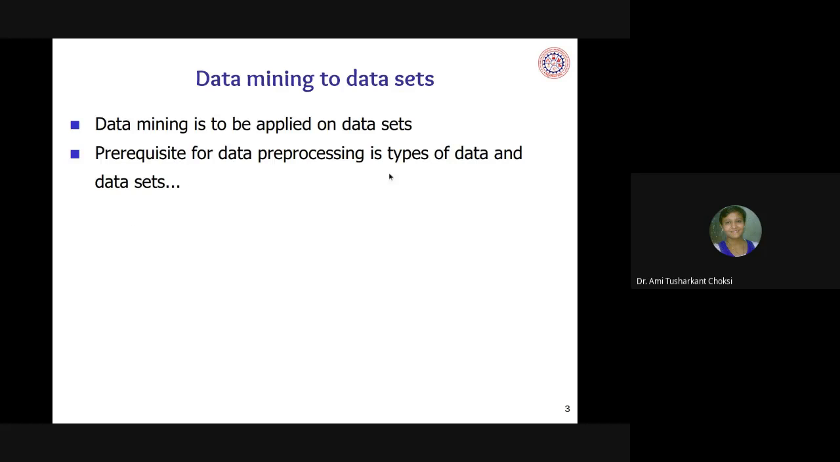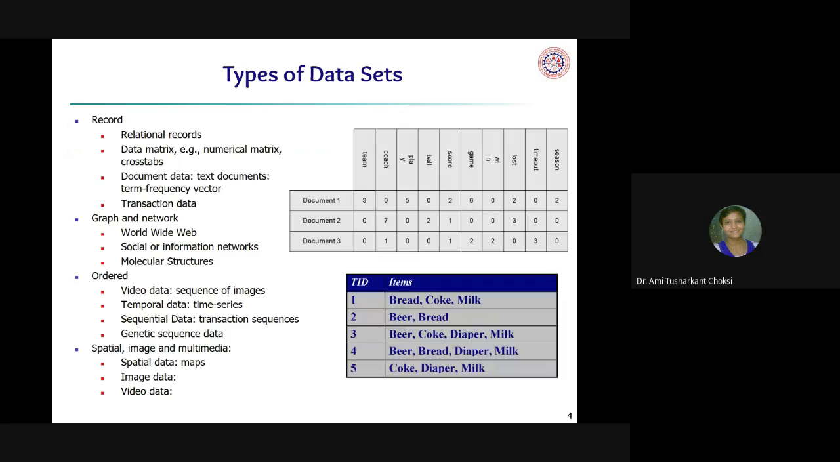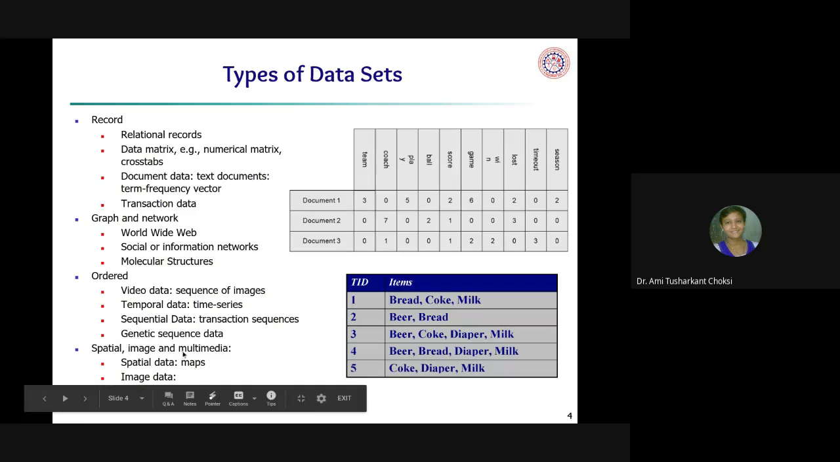The prerequisite for data pre-processing is types of data and data sets. So let us know the types of data sets and data. Okay, so first of all, data sets. They can be of type record, graph and network, ordered, spatial, image, or multimedia, right?